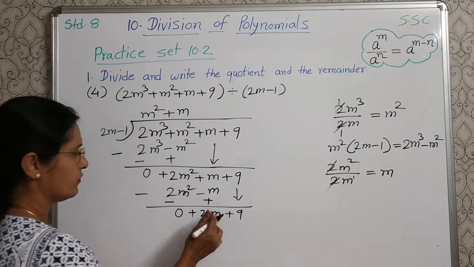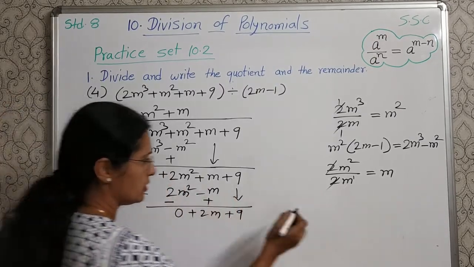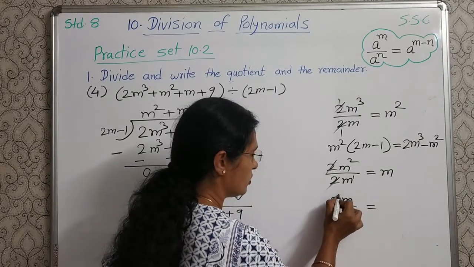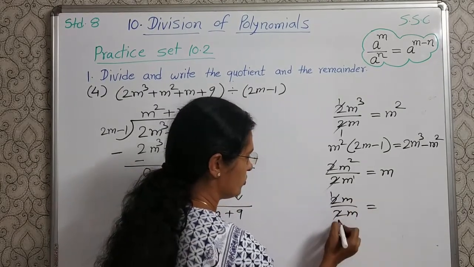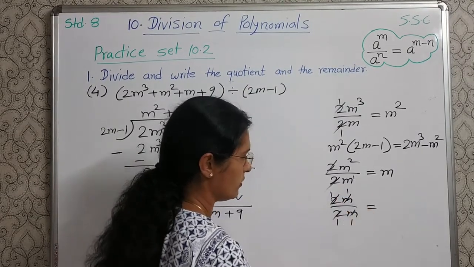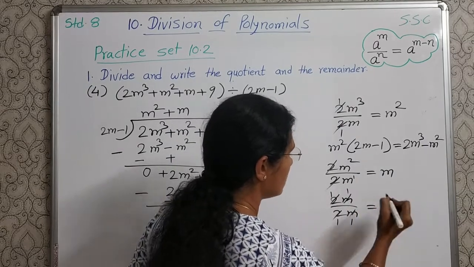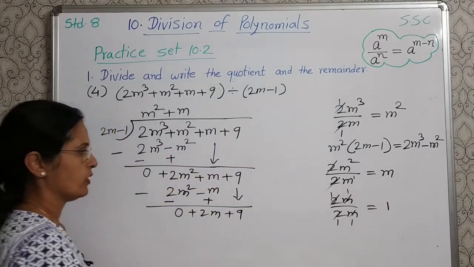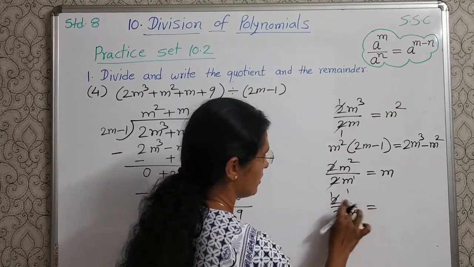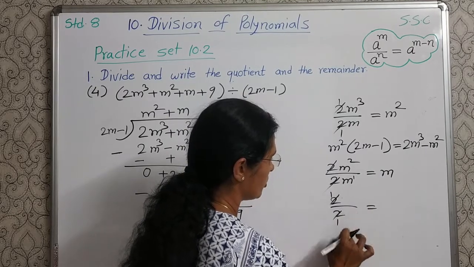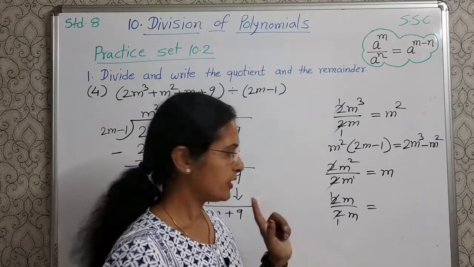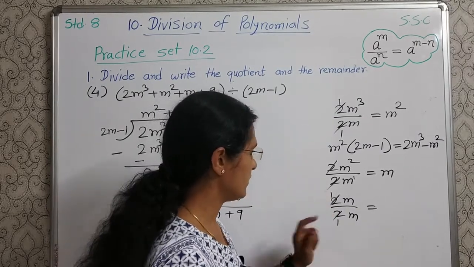Now 2m plus 9 is the remainder. Now here 2m first term and here 2m first term. Divide. 2m by 2m. Now 2 ones are 2, 2 ones are 2. So here 1, 1 and here again m ones are m ones. So 1 is the quotient now. Or if you want to use this law, see here, here m, here m. So 2 ones are 2, 2 ones are 2, that will get cancelled. So 1 is here.